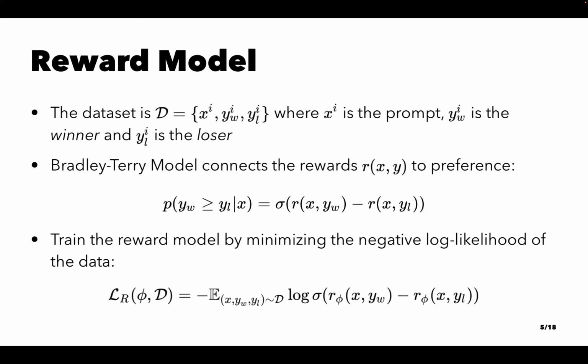Would you mind explaining the Bradley-Terry model? It's very simple. It's just the sigmoid of the rewards. So you want one reward to be high. If this is your loss, then you want the reward for the winning one to be high, and the reward for the losing one to be low.